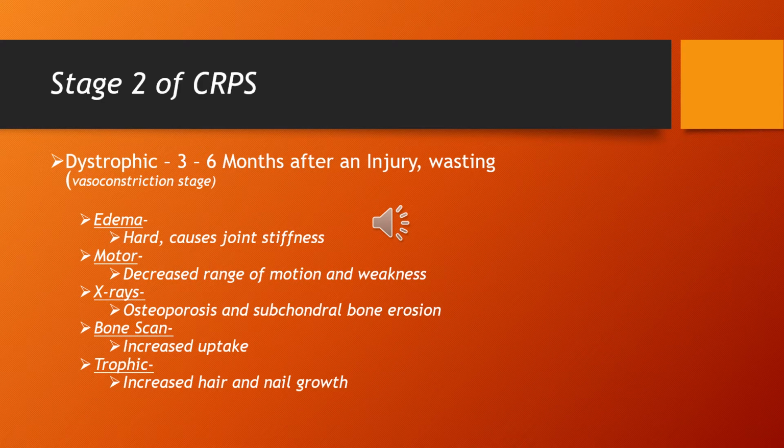X-rays, now could be up to a year at this point. You're now going to see possible osteoporosis, some subchondral bone erosion, osteopenia in certain bones of the involved limb, and we'll see these in a bit. Bone scan, again, in the triphasic bone scan, you're going to have an increase in uptake. And again, the trophic changes, as we said before, increased hair and nail growth happen here as well.